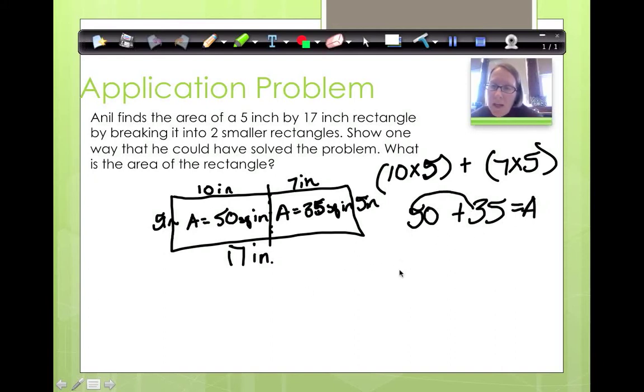Well, I can add my 10s. That would be 80, 5 would be 85 square inches is my area. Well, goodness, that was a lot easier than trying to multiply 5 times 17. This is a lot easier. Excellent. Okay, clear this off.